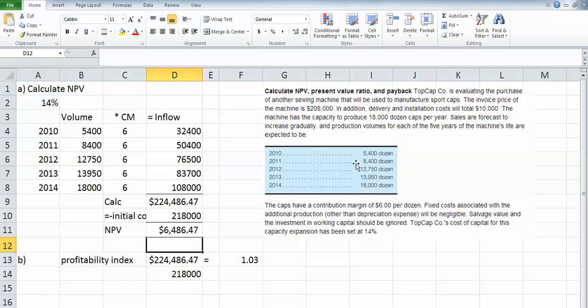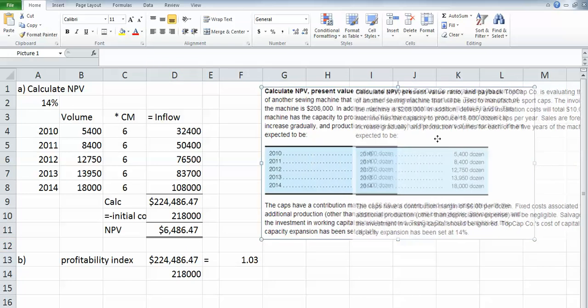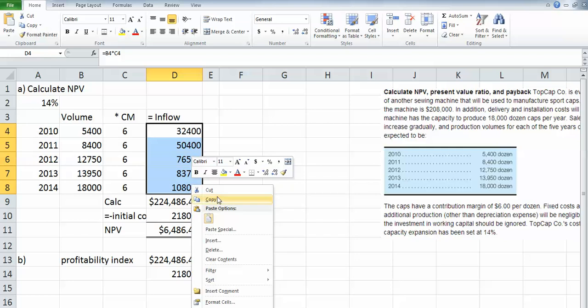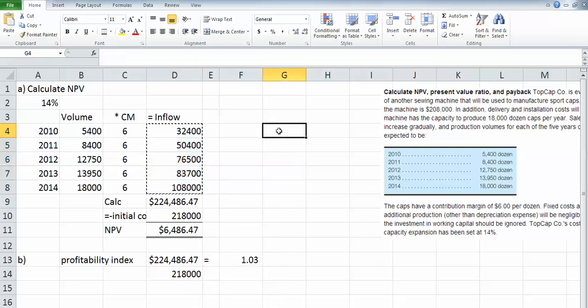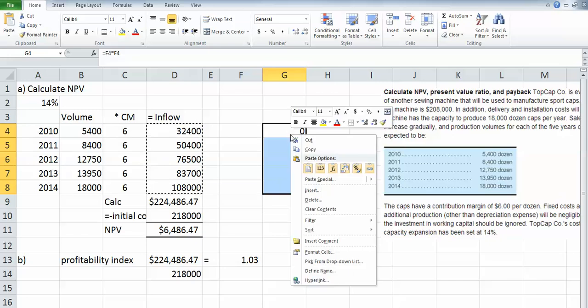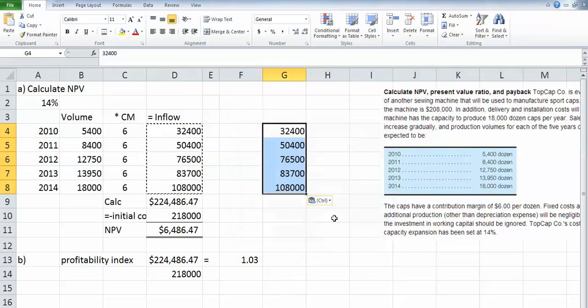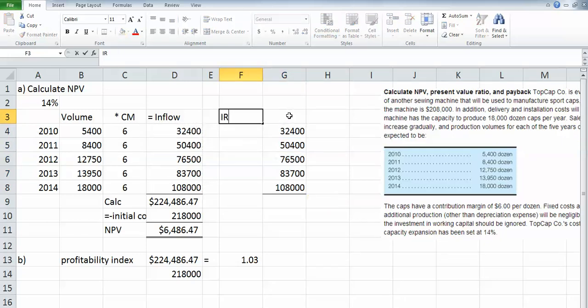So the next part of the problem asks us to calculate the internal rate of return. So I'm going to slide this over. It's the same basic data, and we can actually use this column that we've already started here. So I'm just going to move it over here. Didn't like that. I'll have to paste it special. Okay. So this is to calculate our IRR.